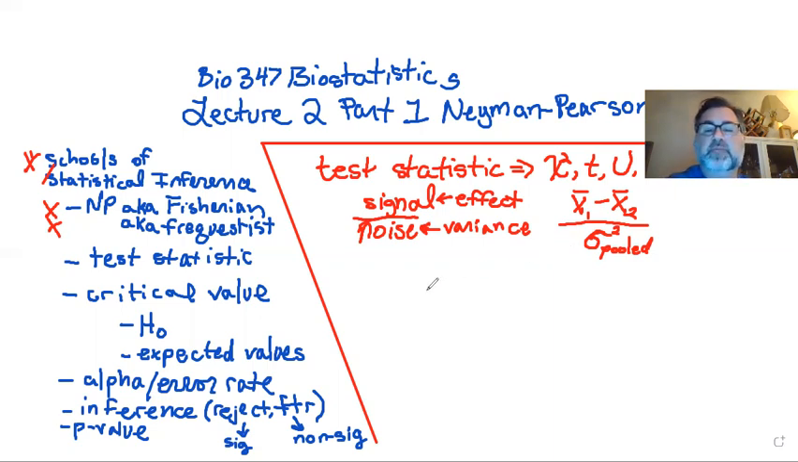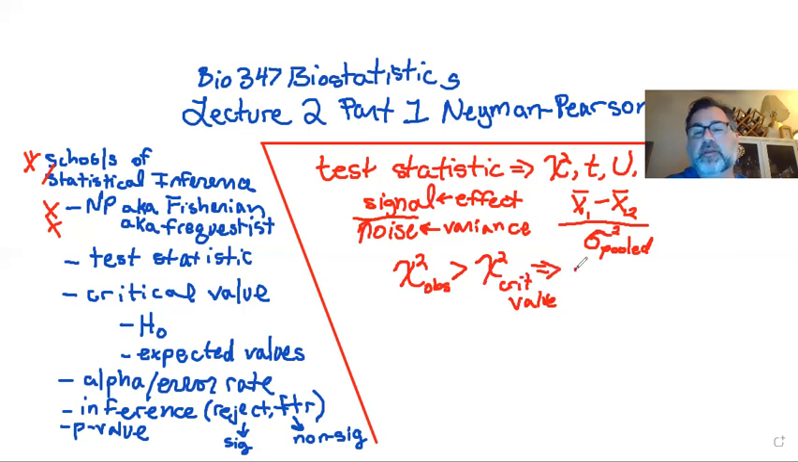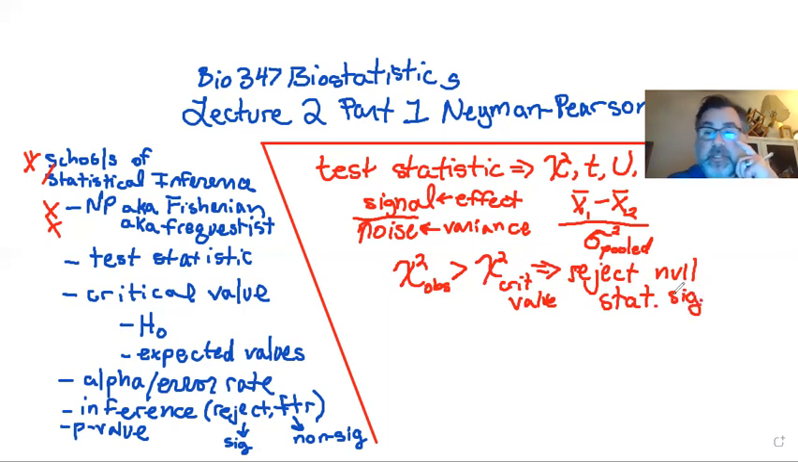So you get your test statistic, let's say your chi-square observed, and then you compare to your chi-square critical value. If your observed test statistic exceeds the critical value, then you conclude that you can reject the null, and your test is statistically significant. Doesn't necessarily mean you have biological significance, but you have statistical significance.